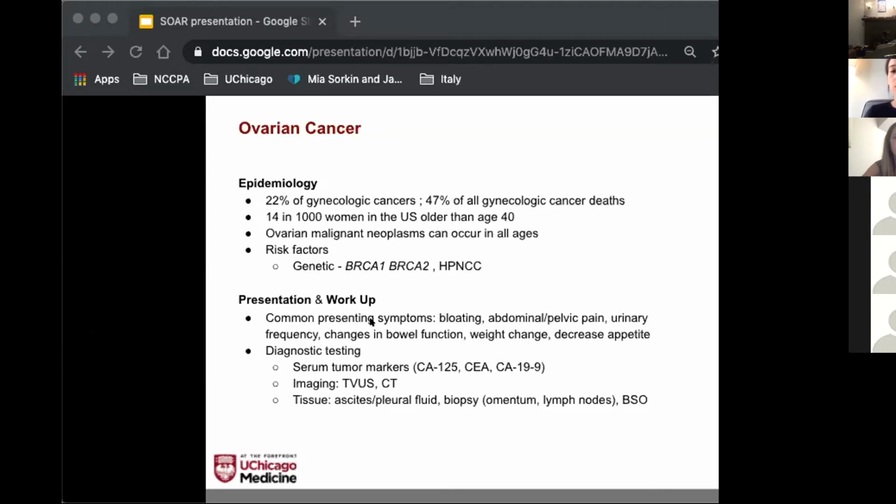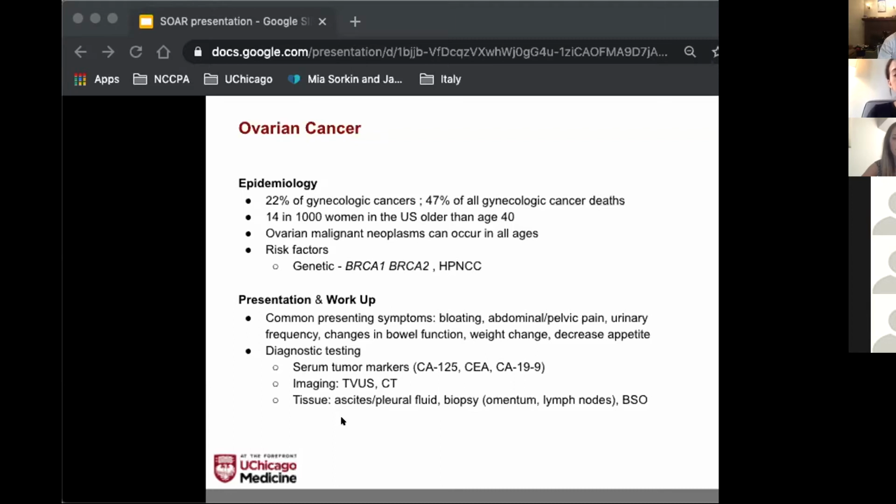So presentation and workup, you're going to hear some familiar terms from Emily's previous slide. Common presenting symptoms would be bloating and abdominal pain, very nondescript symptoms. Sometimes the woman might experience urinary frequency from pelvic pressure or changes in her bowel function, like constipation. You could have weight gain or weight loss. Weight changes depend on the presence of ascites, but sometimes decreased appetite would cause a patient to lose weight.